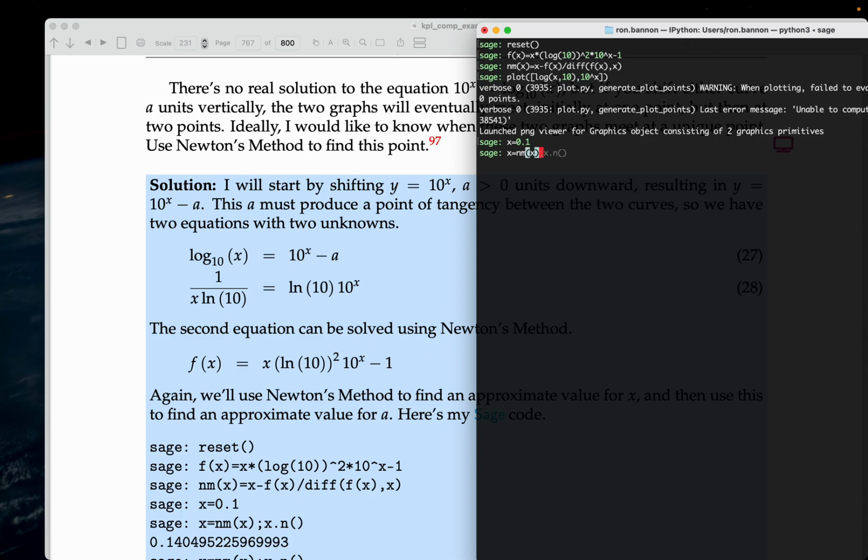Now, again, I'm going to explain what happens over here. Newton's method is called first, by the way. The value x is 0.1, and then it's going to assign it to another place, which is x again. So it just replaces it.